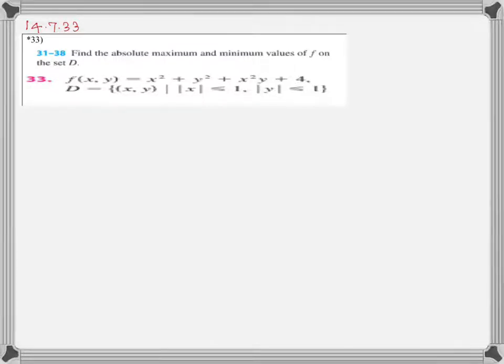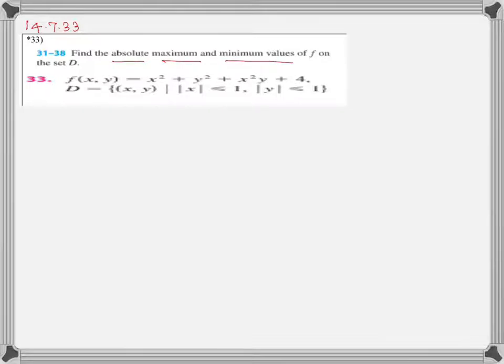Hi, in this video, I will be showing you problem number 33 of chapter 14, section 7. Find the absolute maximum and minimum values of f on the set D. f of x, y equals x squared plus y squared plus x squared y plus 4. D is all those x, y such that the absolute value of x is less than or equal to 1 and the absolute value of y is also less than or equal to 1.